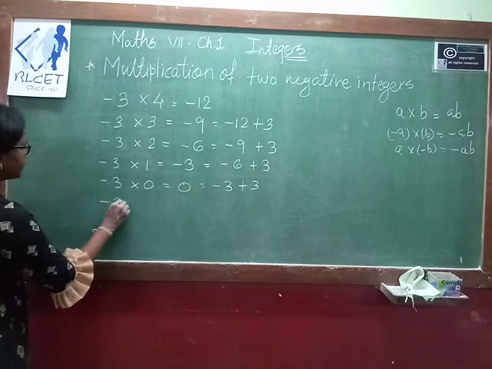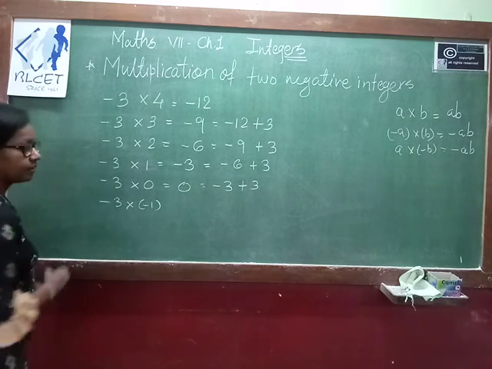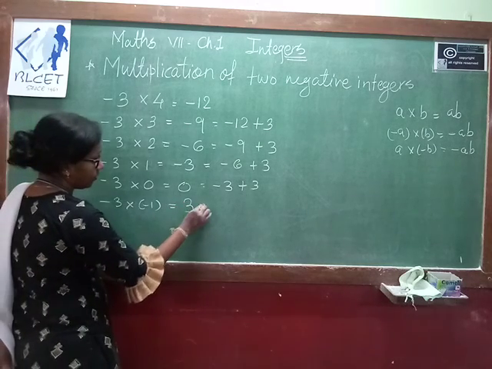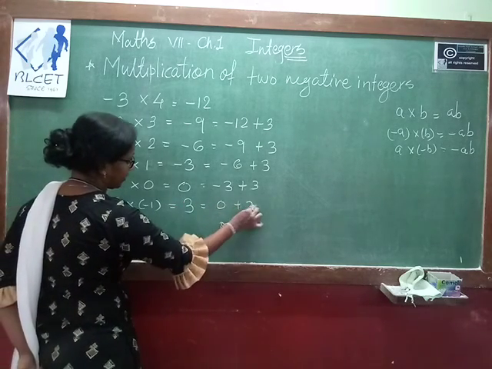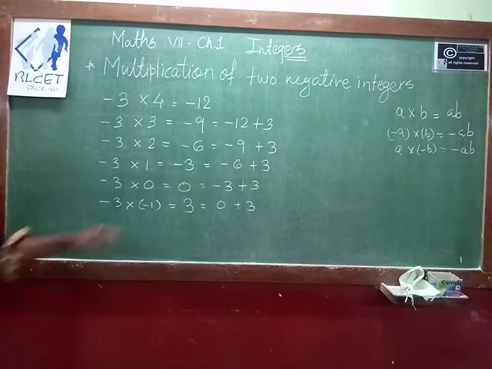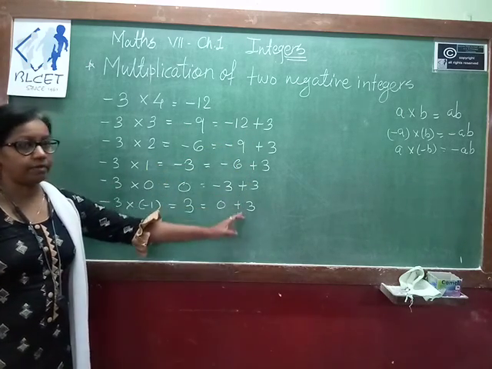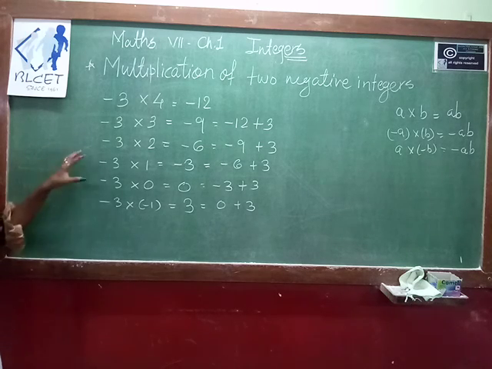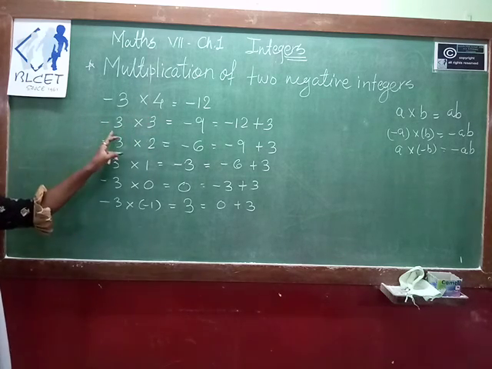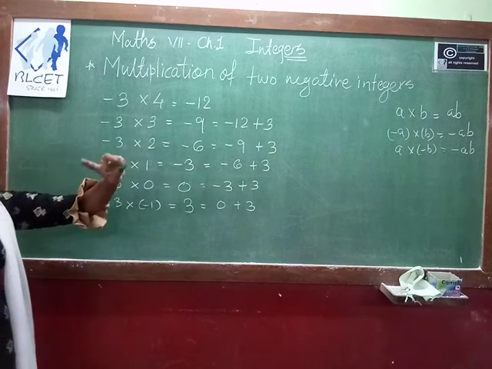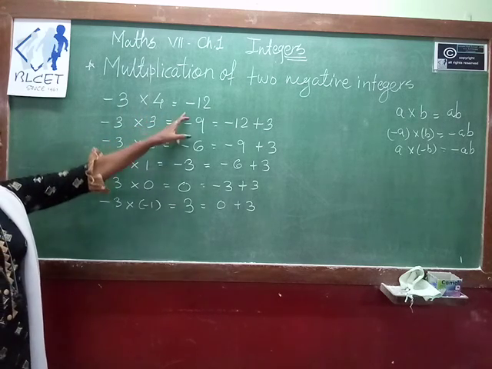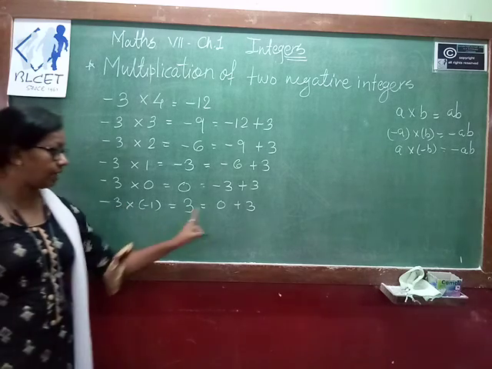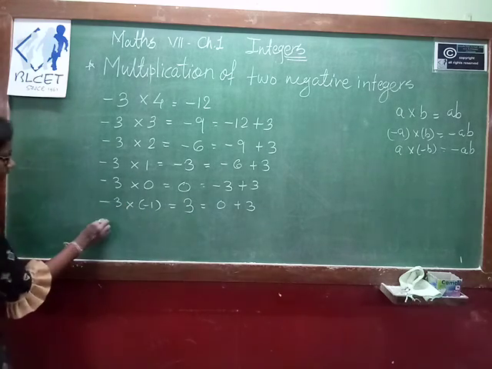Now if you have minus 3 into minus 1, what is your answer? This is 3. How? 0 plus 3. Every time we are adding plus 3, because our first number is negative. Negative multiplied with positive gives negative, but here both the terms are negative, so what is your answer? Positive. Let's see one more example.